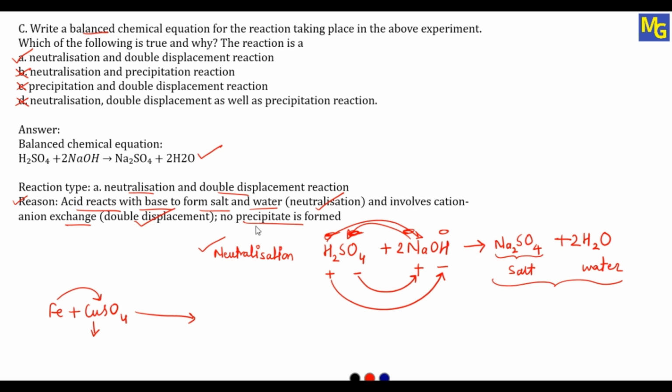Precipitate means solid, PPT, solid formation. So there will be no solid formation, and therefore the correct option is option A, and this is the reason for this question. So I hope you understand all the answers I have explained very neatly and completely. Make a note of all these answers. After this, we are going to solve the 5-mark question.